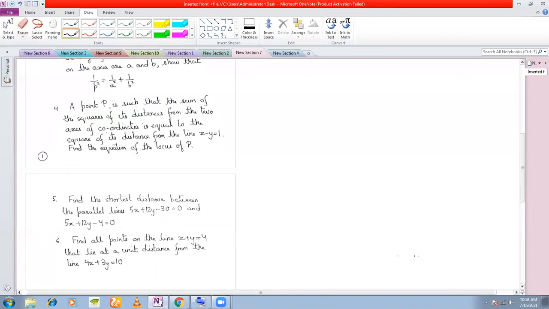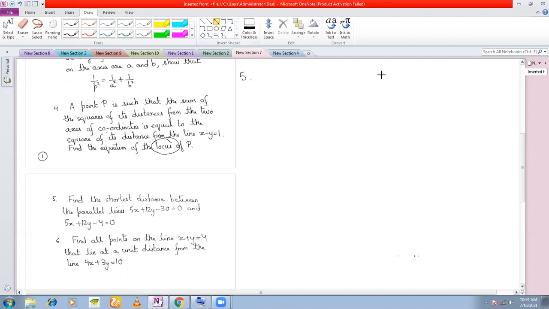Okay, number 4. But I would like to discuss number 4 a little later because this is a problem concerning the locus. A locus is a definition that I would like to tell you a little later. Let us do number 5 first. Then I'll come back to 4. Question here is find the shortest distance between the parallel lines, these.